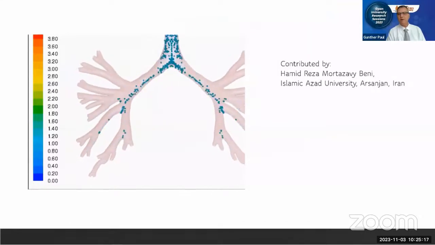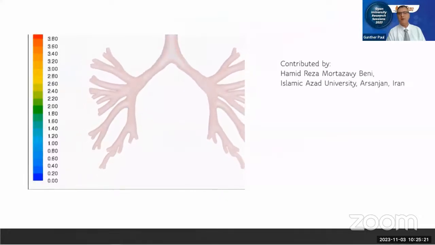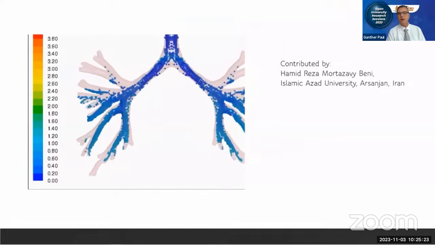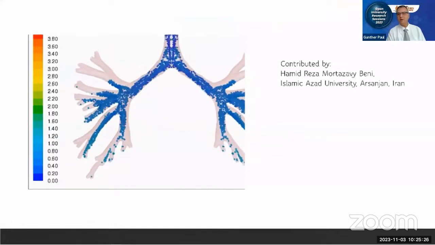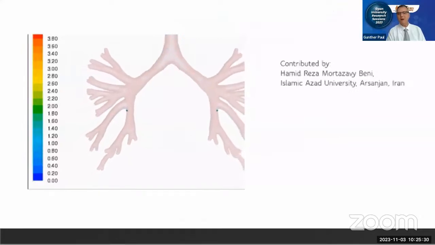Here we're looking at the first 5 dichotomous generations of the bronchi from the trachea. In a model created from a patient scan, we inject aerosol particles into the respiratory tract and simulate airflow of those particles to study constrictions.